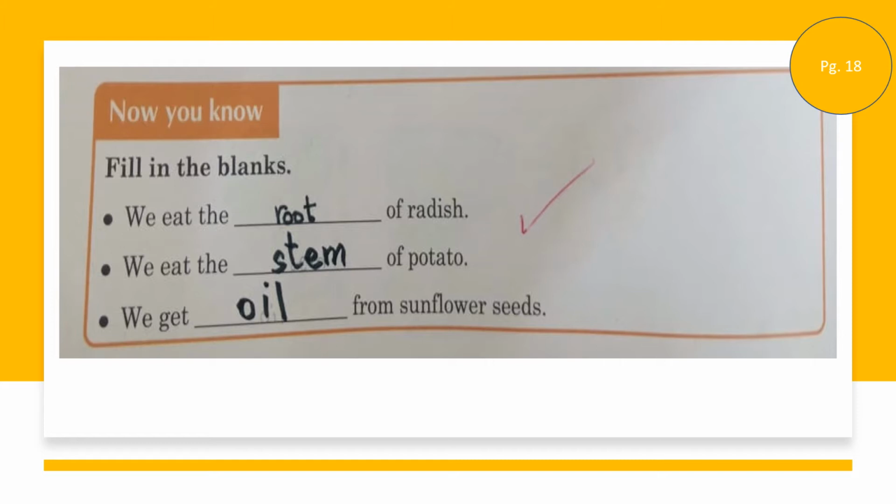Let us start. Fill in the blanks. We eat the dash of radish. We eat the root of radish. The spelling of root is R-O-O-T. We eat the dash of potato. We eat the stem of potato. The spelling of stem is S-T-E-M, stem. We get dash from sunflower seeds. We get oil from sunflower seeds. O-I-L, oil.